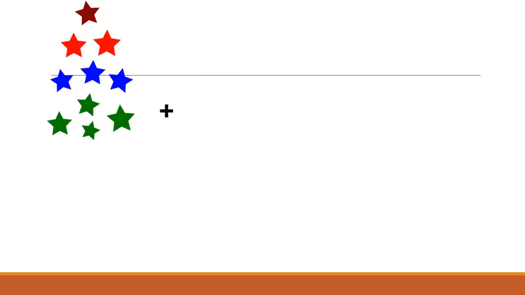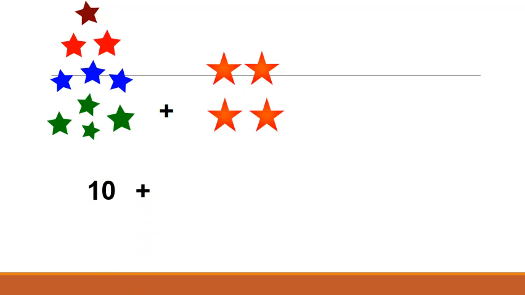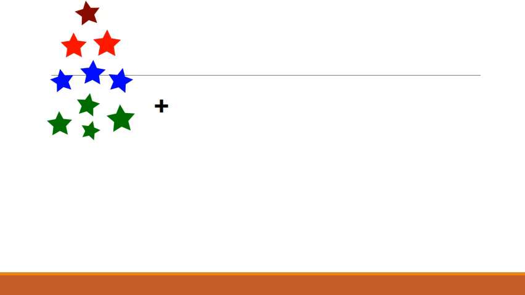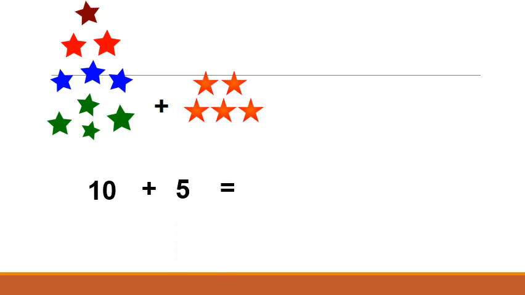Now, group of 10 stars plus 1, 2, 3, 4. We will add 4 more stars. 10 plus 4 equals 14. Group of 10 stars plus 1, 2, 3, 4, 5. 10 plus 5 equals, count after 10: 11, 12, 13, 14, 15. 10 plus 5 equals 15.